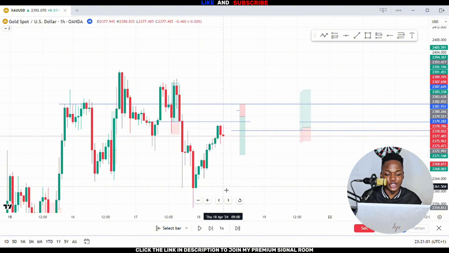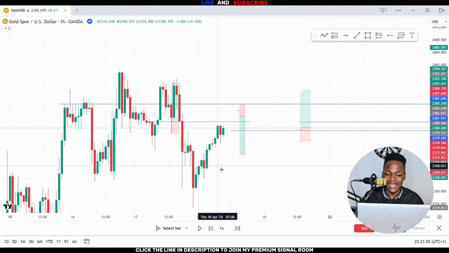Now, what can you see right here? The order block strategy again. Just basically as simple as I keep it. My strategy is the order block strategy. Now, what can you see?